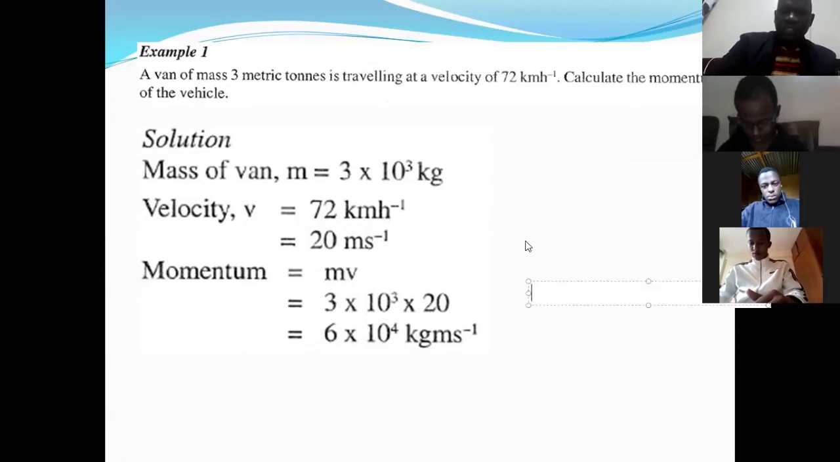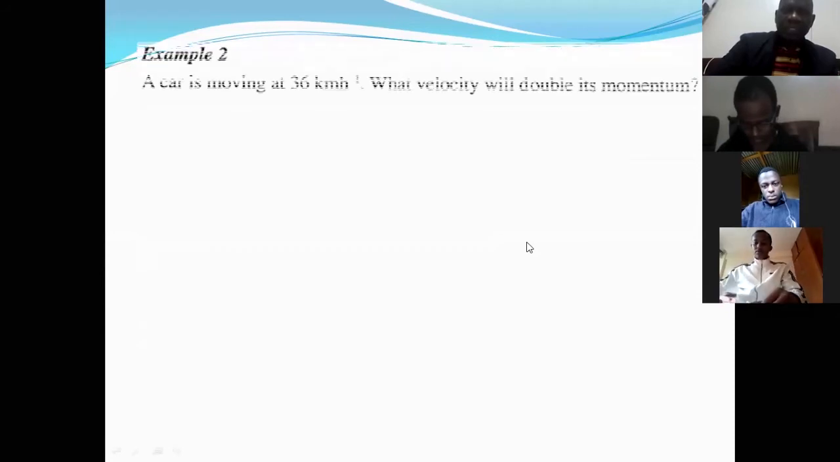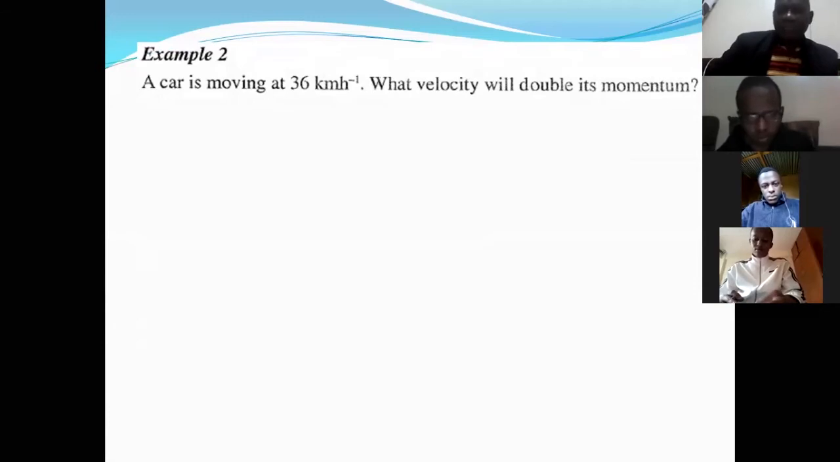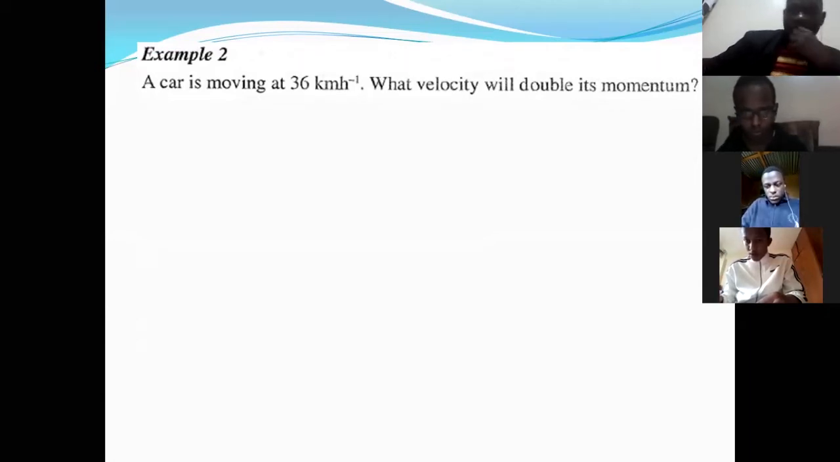Okay. Now let's see, there is another example. How do you do that? Let's now attempt that. Don't copy the question, just show the working, because these notes will be given to you. Just show the working only.